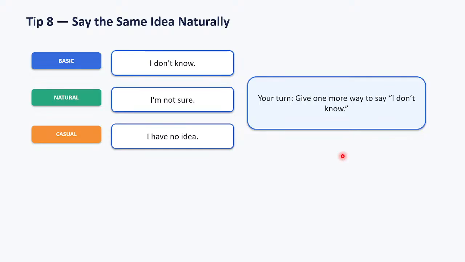Try to give the answer in the comment. Okay. Give me the answer. Yes. Correct. Try to give me the answer in the comment. Give me one more way to say I don't know. How can you say this? Don't know. Okay. You can give me the answer in the comment.